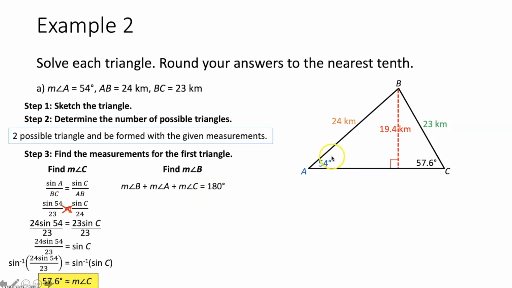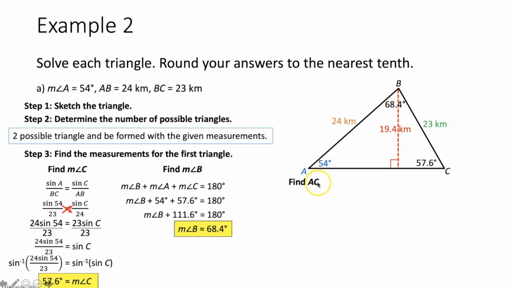Now I just plug in what I know. I know the measure of angle A is 54 degrees. I plug that in there. I know the measure of angle C is 57.6 degrees. That goes in there. And the measure of angle B, that's what we're solving for. So let's solve for the measure of angle B. We just add these two together right here, subtract that to the other side, and we get that the measure of angle B would have to approximately be 68.4 degrees. So we plug that in up here. Last but not least, we need to find the measure of segment AC.